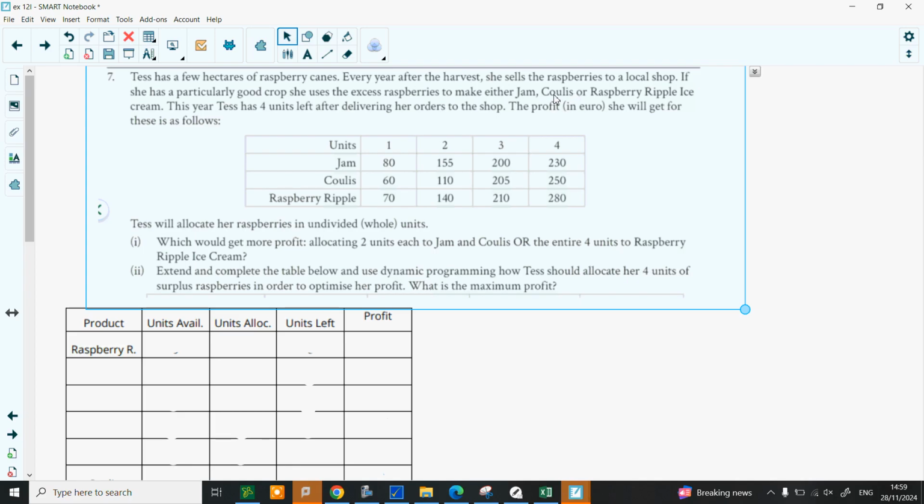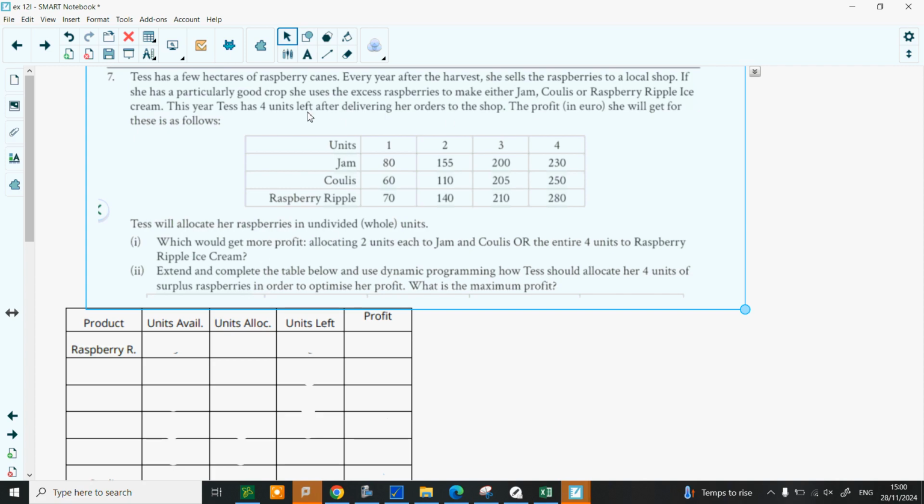How do I pronounce that? Cullis? Coulis? Cullis. Cullis. Raspberry ripple ice cream. Recording. Okay.